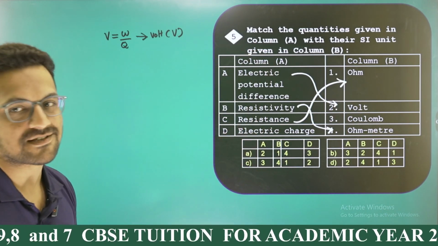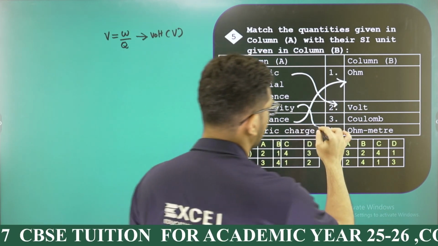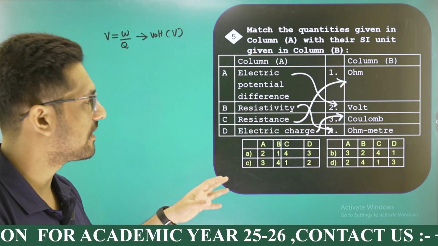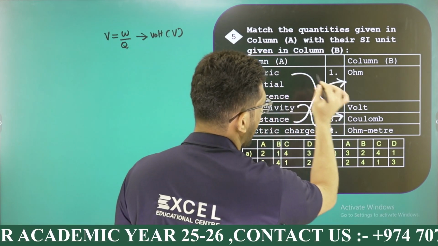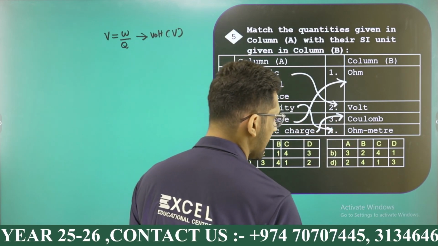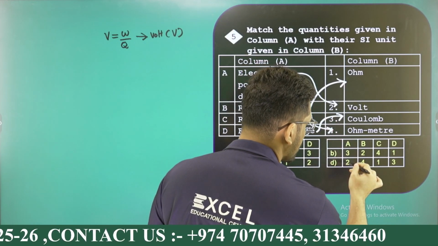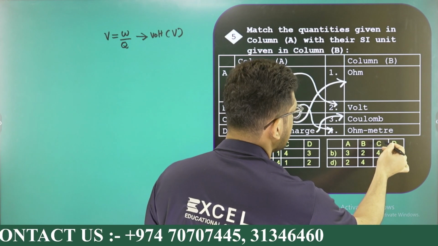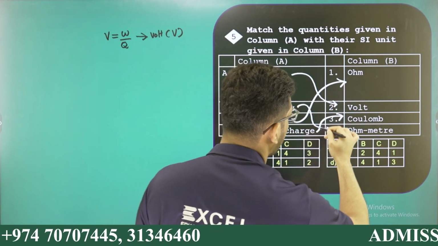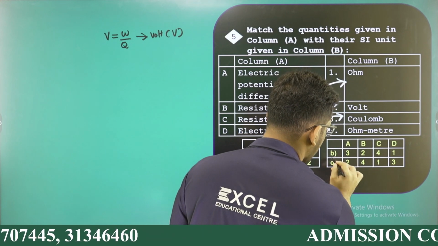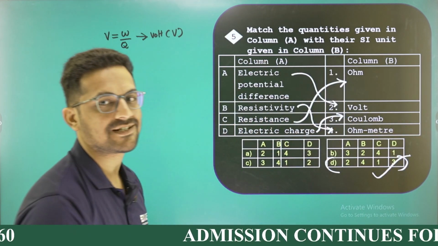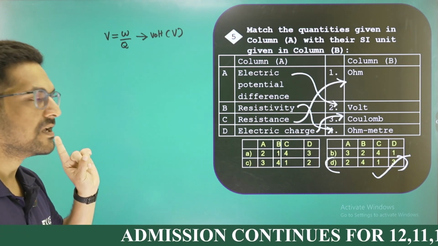Then there is electric charge. What is left? There is only coulomb left. Charge has a unit of coulomb. Right? Okay. Now A is mapped to 2, B is mapped to 4, C is mapped to 1, then D is mapped to 3. Which is the correct option then? The correct option is D.